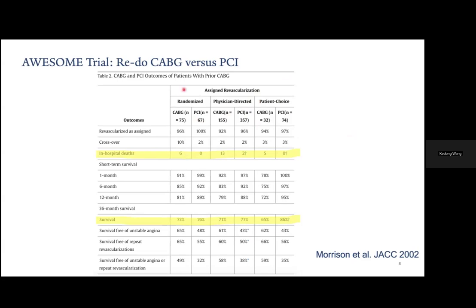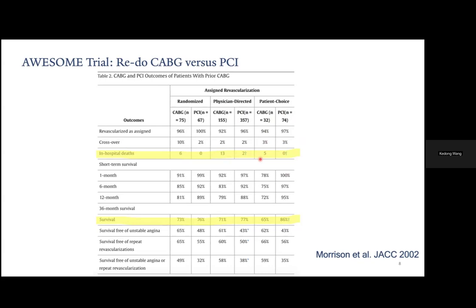I think the focus is really on this randomized group because this is a randomized clinical trial. And you can see that in-hospital death was higher in the repeat CABG group compared to the PCI group, where there were 6 deaths compared to 0 deaths. And this number is consistent across other groups as well. In the physician-directed group, there were 13 deaths compared to 2 deaths. And then in the patient choice group, there were 5 deaths compared to 0 deaths.